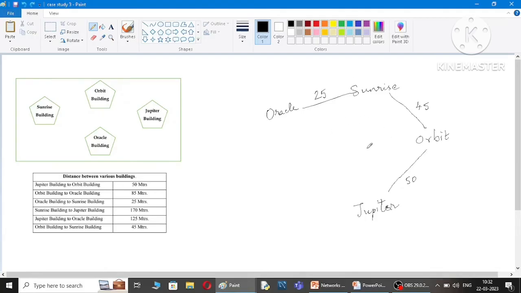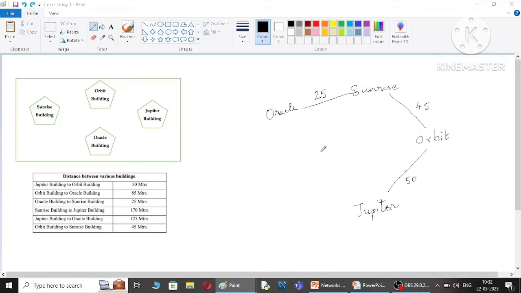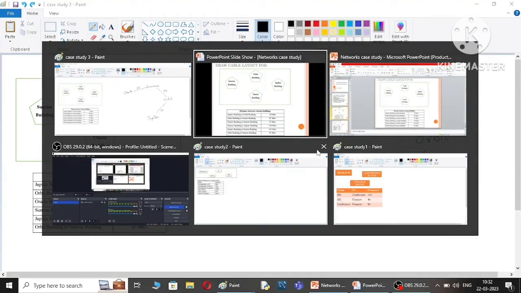Now, whenever you draw the layout, it may be of bus topology or star topology. You can have Sunrise in the middle, Oracle, Orbit, Jupiter. You can have one block in the middle and connect 2 other blocks this way. Okay, so anything is okay, fine. You can draw either star topology or bus. Both are correct ways of doing it. Okay, now let's get into the next case study.